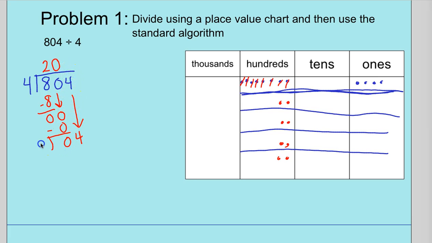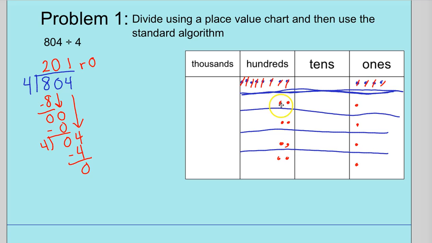And now I'm ready to divide my ones by 4. So 1, 2, 3, 4. Each group gets 1. 1 times 4 is 4. Subtract. And I have a remainder of 0.